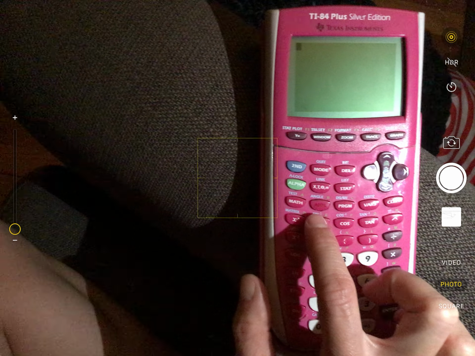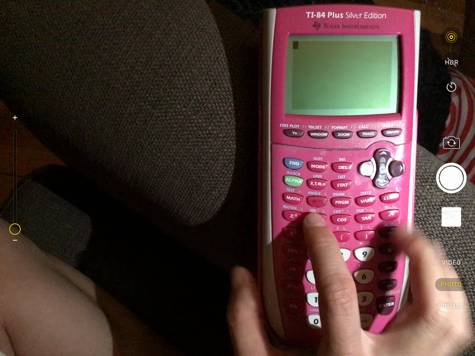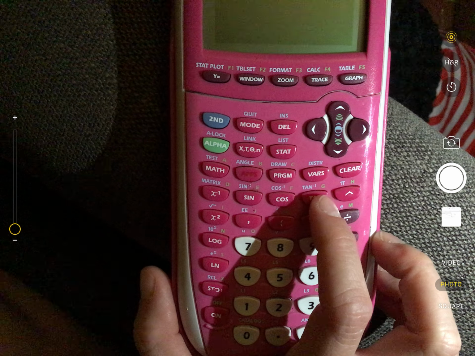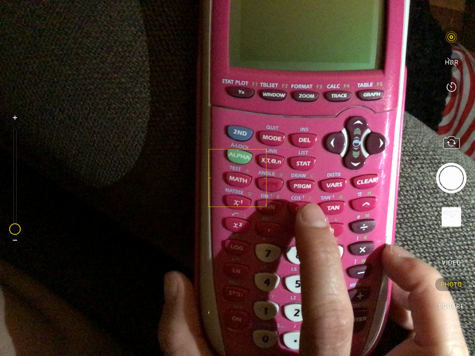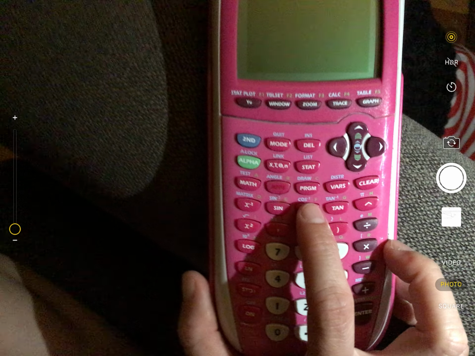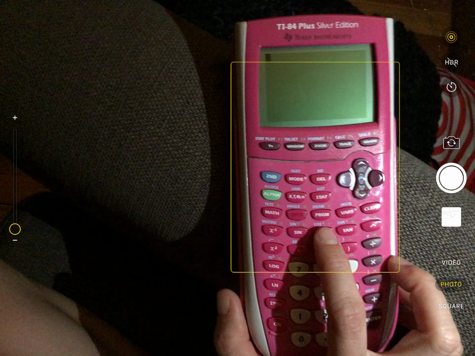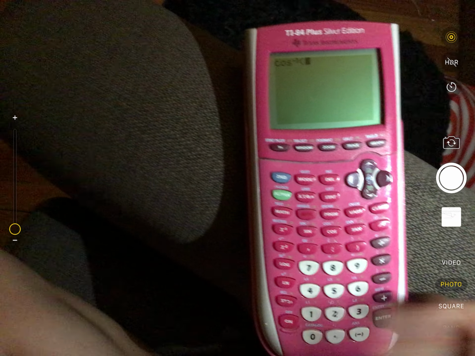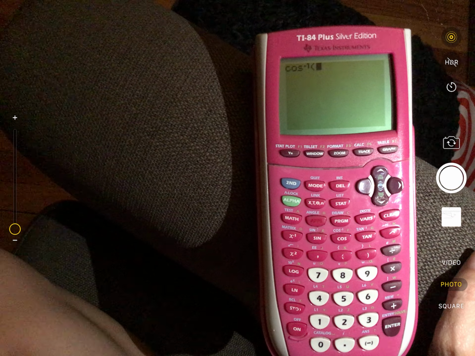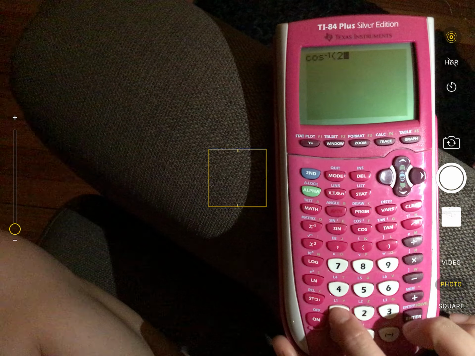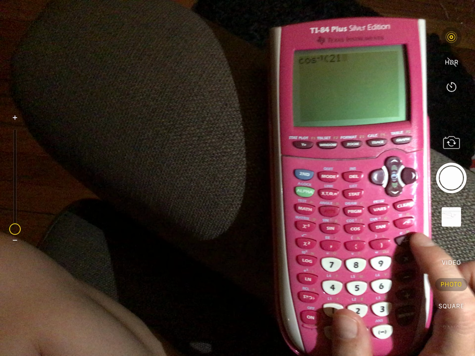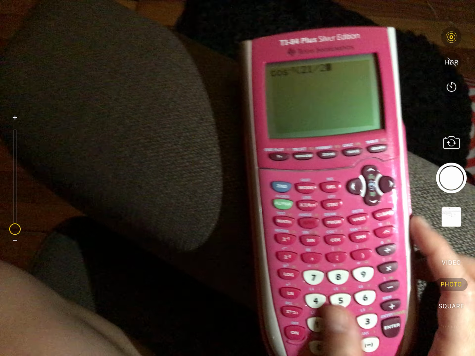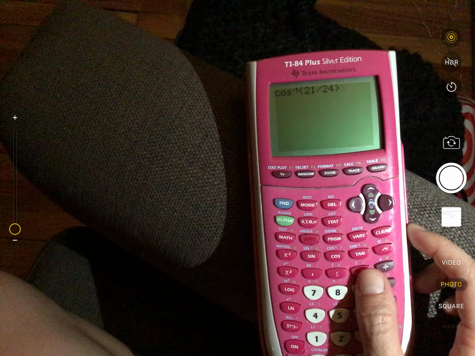So here are all my trig buttons, sine, cosine, tangent, and you'll notice right above them, let's see if you can see it, sine with a -1, cosine with a -1, tangent with a -1. I want that cosine with a -1. So with these calculators, I need to push second. Some of your calculators will need to push shift first. And then I'm going to type in 21. I'm not going to use the fraction key because I'm lazy. I'm just going to put divided or over 24.